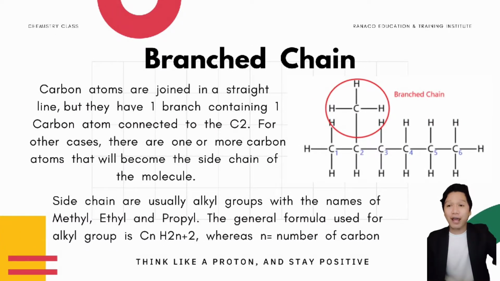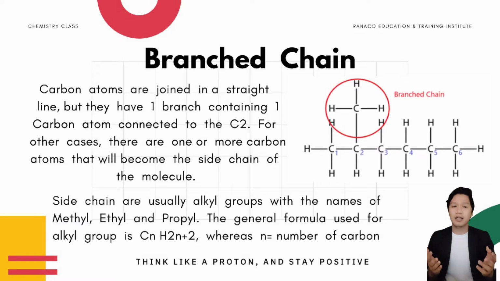Alright, next we have branch chain. For branch chain, we have an example of 2-methylhexane. The longest chain of carbon is 6. They are joined in a straight line, but they have one branch containing one carbon atom connected to the C2.